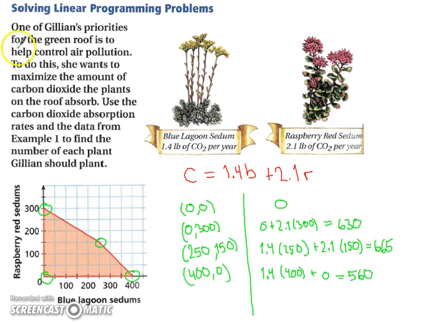Now, we're talking about Jillian's priorities for the green roof, which is to help control air pollution. She wants to maximize the amount of carbon dioxide the plants on the roof will absorb. So to maximize, you want the larger number. So therefore, the larger number is 665. So therefore, she must plant 250 Blue Lagoon and 150 Raspberry Red.